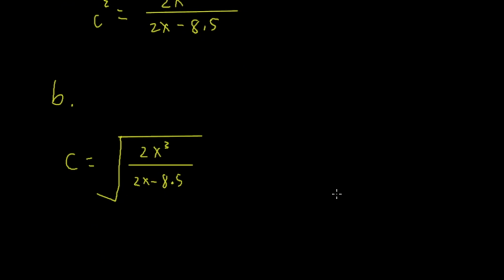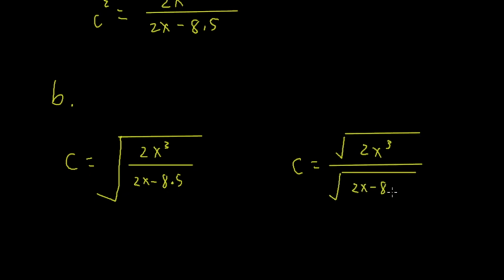Now, in a fraction, if you take a square root of the entire fraction, it's also like taking a square root of the numerator and taking a square root of the denominator, right? So another way you can think of it is this: c is equal to the square root of 2x cubed over the square root of 2x minus 8.5, right? So another way you can see it like this. But are they exactly the same?